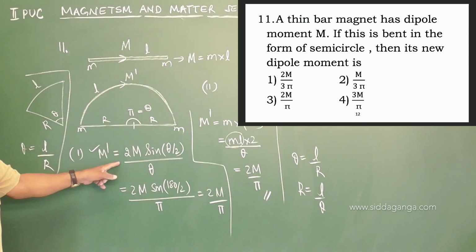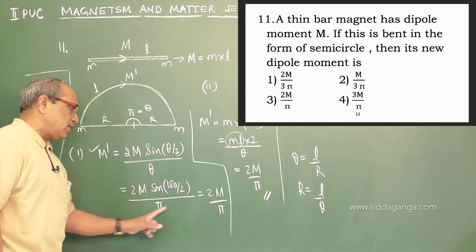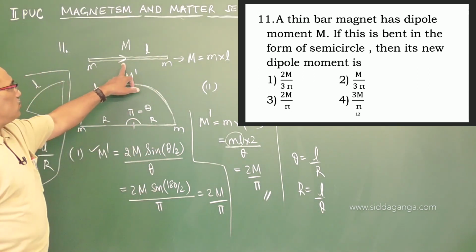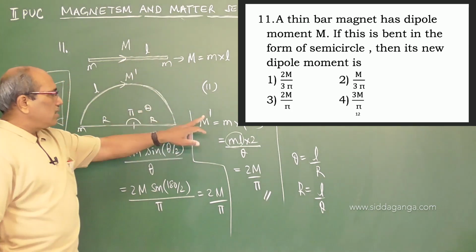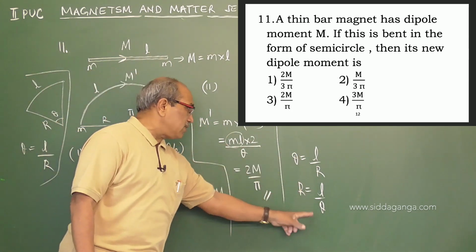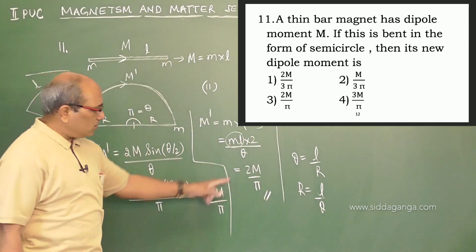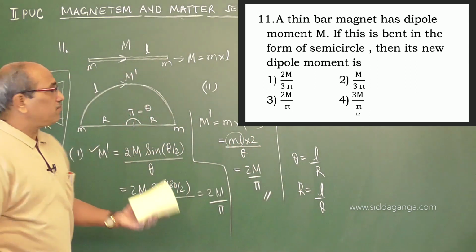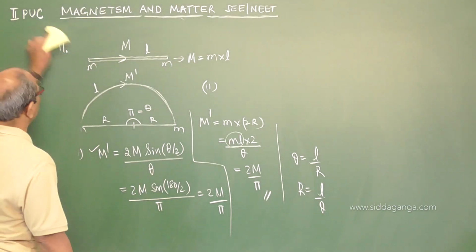So this relation, 2m sin theta by 2 theta, can give you the answer. Or otherwise use the original moment: M dash is M into 2r. Theta is L by r, r is L by theta, substitute here. That gives you the same answer. Either of the methods can be used to simplify that.